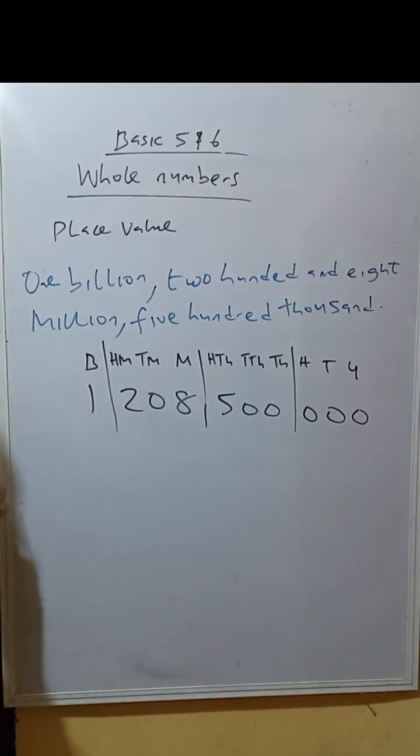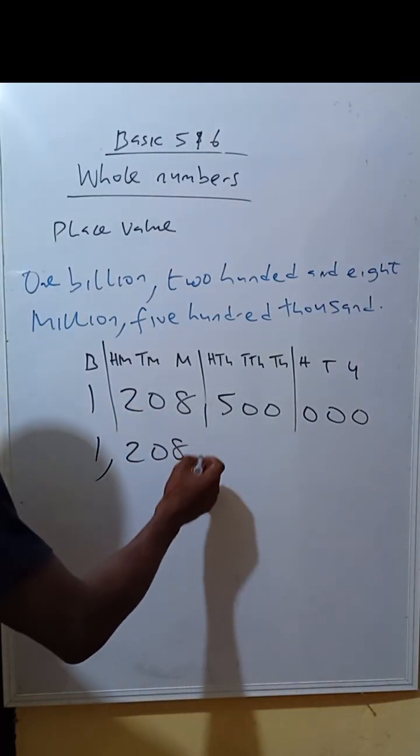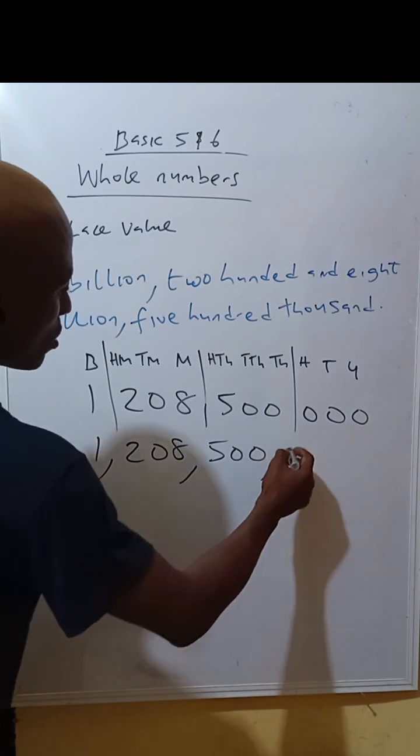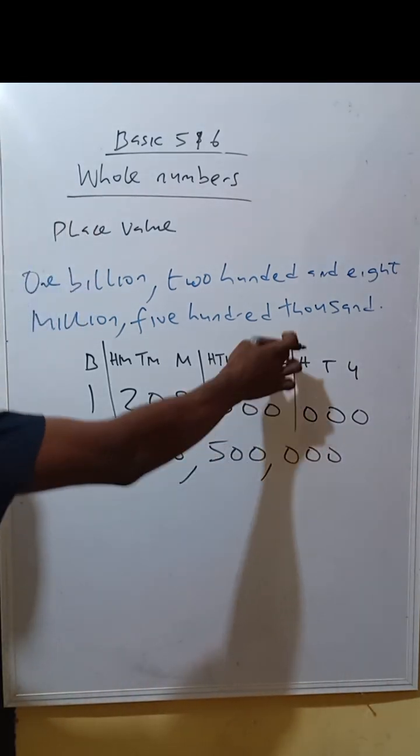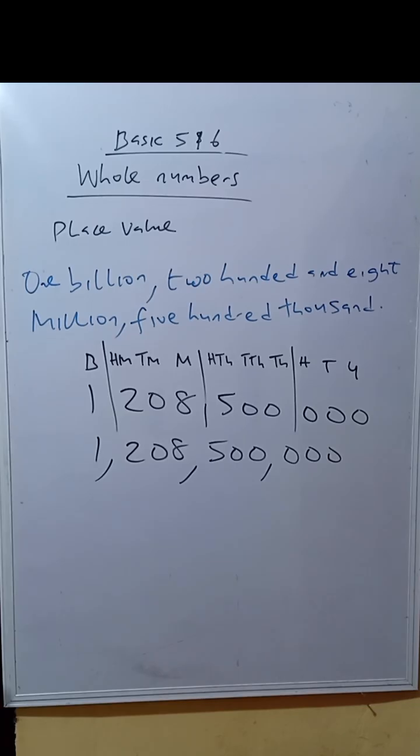So our digits, you can now write this way: 1, comma. Please don't leave it this way, y'all. I've replaced this demarcation with a comma. So that's how to write 1,208,500,000. I hope you got it.